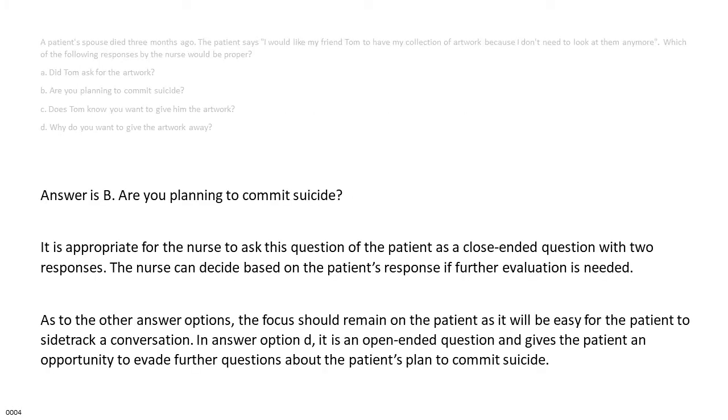Answer is B. Are you planning to commit suicide? It is appropriate for the nurse to ask this question of the patient as a close-ended question with 2 responses. The nurse can decide based on the patient's response if further evaluation is needed. As to the other answer options, the focus should remain on the patient, as it will be easy for the patient to sidetrack a conversation. Answer option D is an open-ended question and gives the patient an opportunity to evade further questions about the patient's plan to commit suicide.